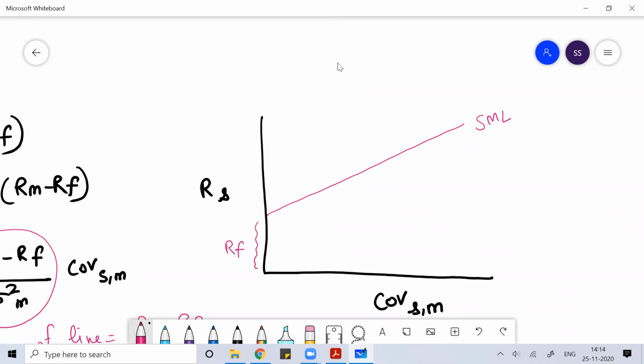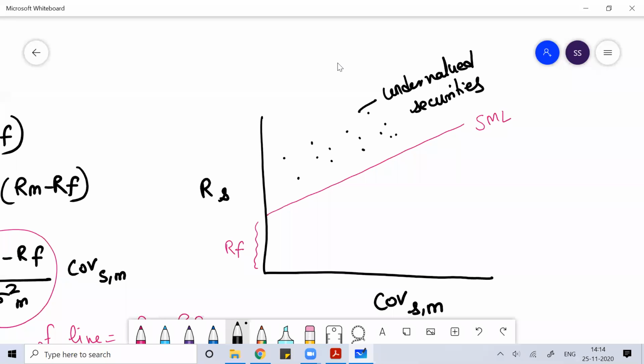Any security whose return lies above the SML, we call an undervalued security. Any security whose return is more than the CAPM return, we call an undervalued security. Every fund manager, by applying fundamental analysis and technical analysis, tries to identify these undervalued securities.